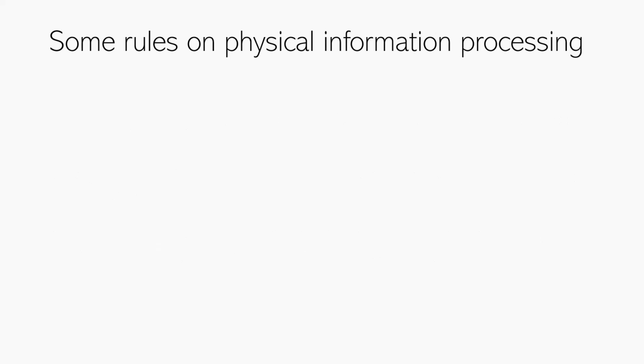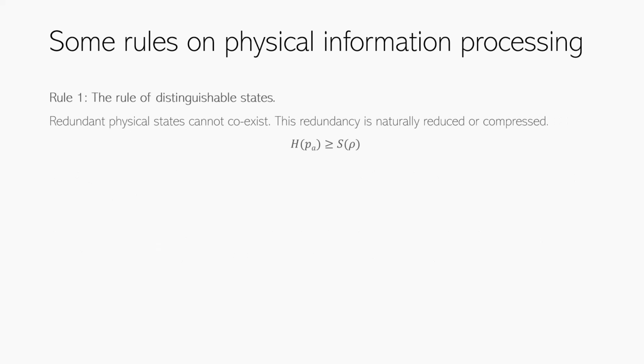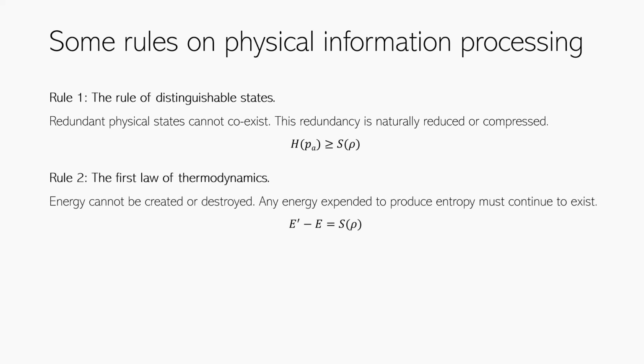And so now we can go over some rules for physical information processing. Rule 1 is the rule for distinguishable states. Redundant physical states cannot coexist. This redundancy is naturally reduced or compressed. And for this reason, the quantity of Shannon entropy will always be greater than the quantity of von Neumann entropy in a system that is able to physically generate and compress information.